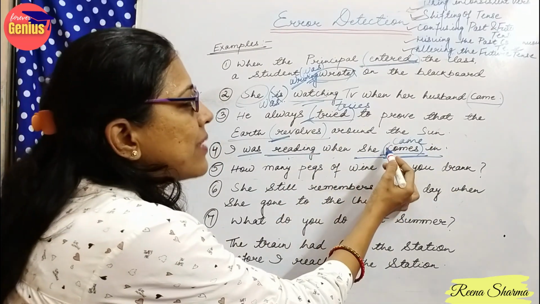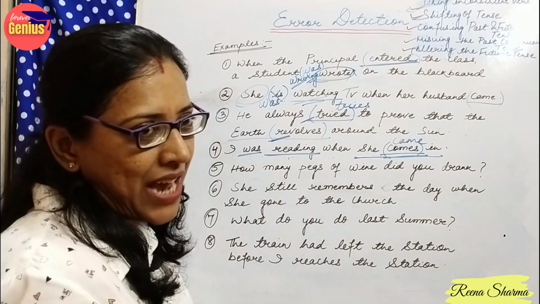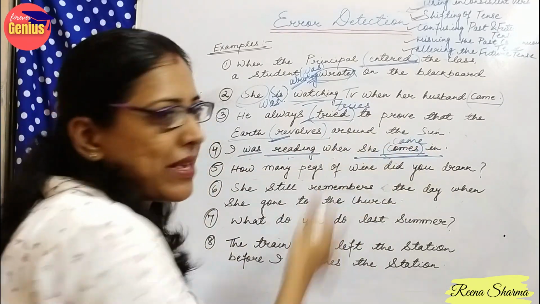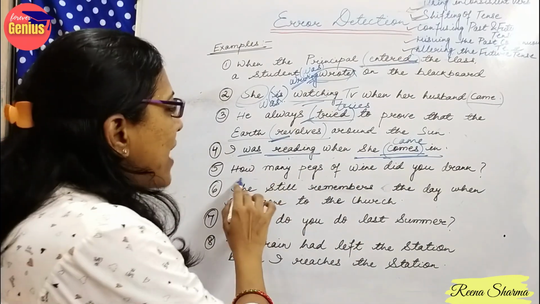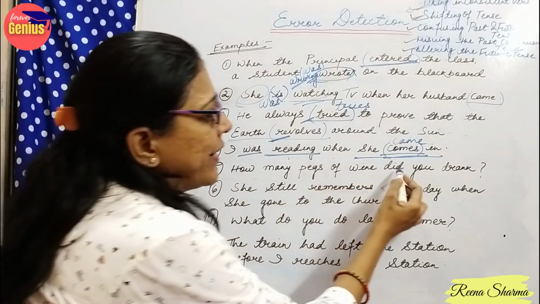So we are using simple past tense here. With past, I will connect with past. I will not connect past and present in the same sentence. Next, how many pegs of wine did you drink? How many pegs of wine did you?